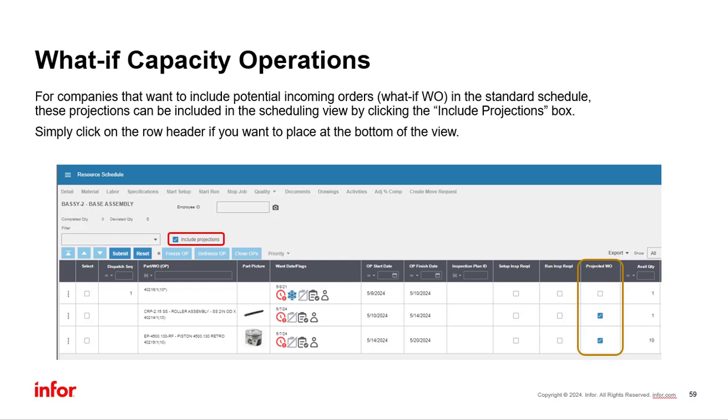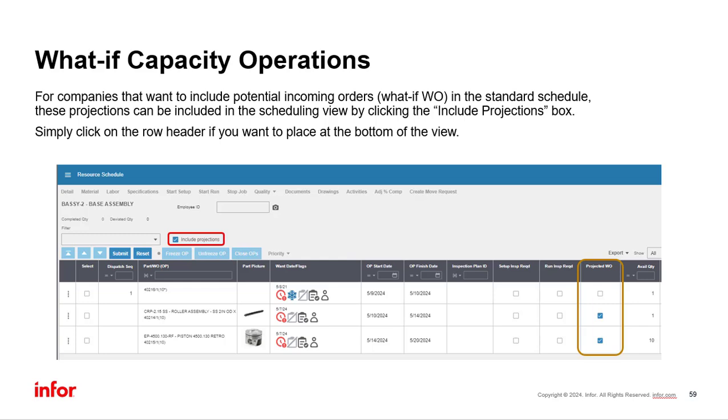For companies that will include the new what-if scheduling predictions in the standard production schedule, those operations can be included or excluded from the resource schedule view. Please note that what-if operations will consume capacity. Therefore, only under unique situations should what-if work orders be included in the production schedule.